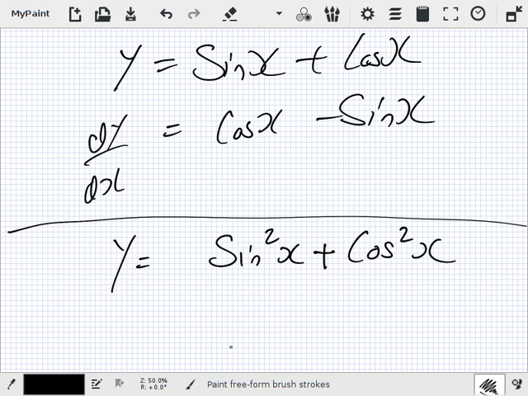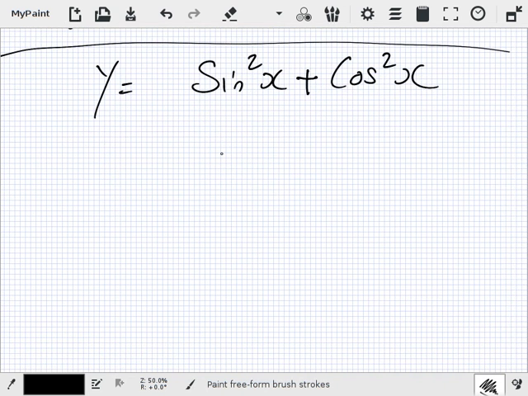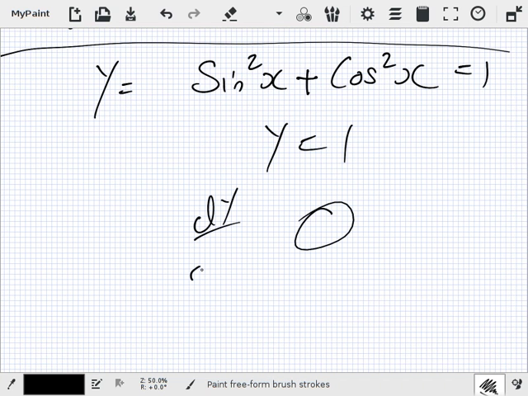Okay, can I scroll down a little bit? Right. Give me the derivative here. 0. Yes, 0. Sine squared plus cosine squared, because what does this equal? 1. So I've just asked you for the derivative of 1, which is 0. Sneaky, huh?